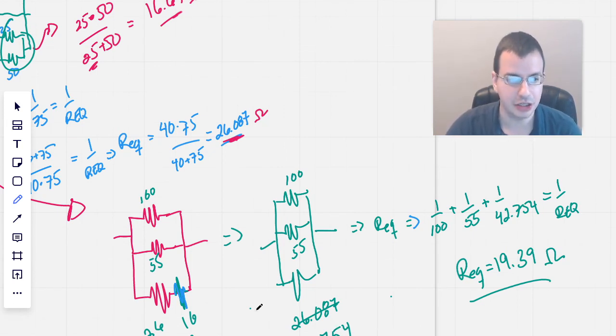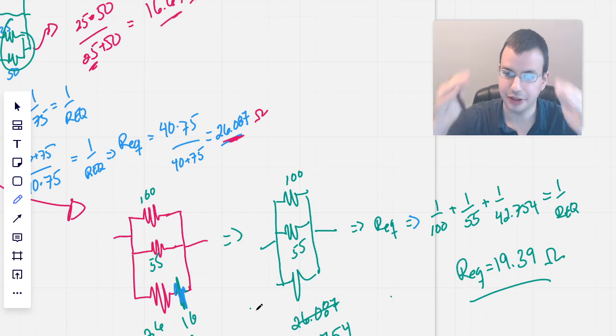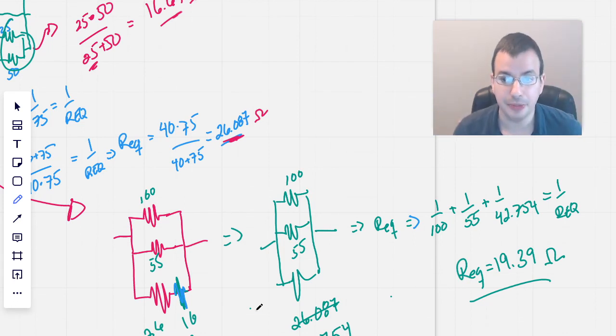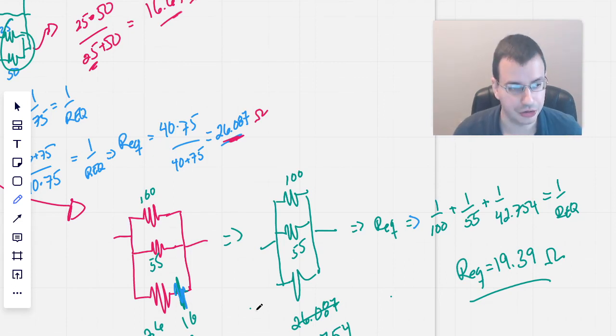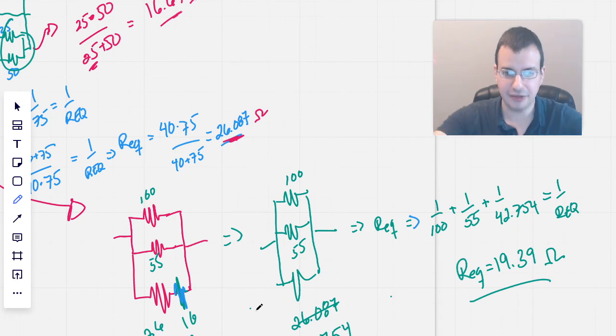Big idea is know how to do series, you just add them together, and then know how to do parallel, which is you're adding reciprocals and then taking the reciprocal of the result. And the big idea then is draw a whole bunch of pictures every time you update the circuit.